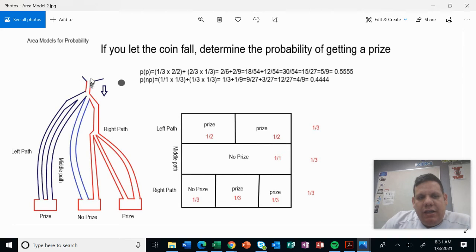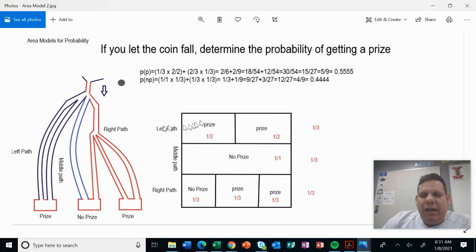Okay, as you can see, we have 1, 2, and 3 main branches: the left path, the middle path, and the right path. Okay, let's start with the left path. How many branches do you see? 1 and 2. So I have 1, 2 branches for the left path. The middle path has no branches, so it stays like that. Okay, and the right path has 3 branches: 1, 2, and 3. So I divide the last piece of this square into 3 pieces: 1, 2, and 3.